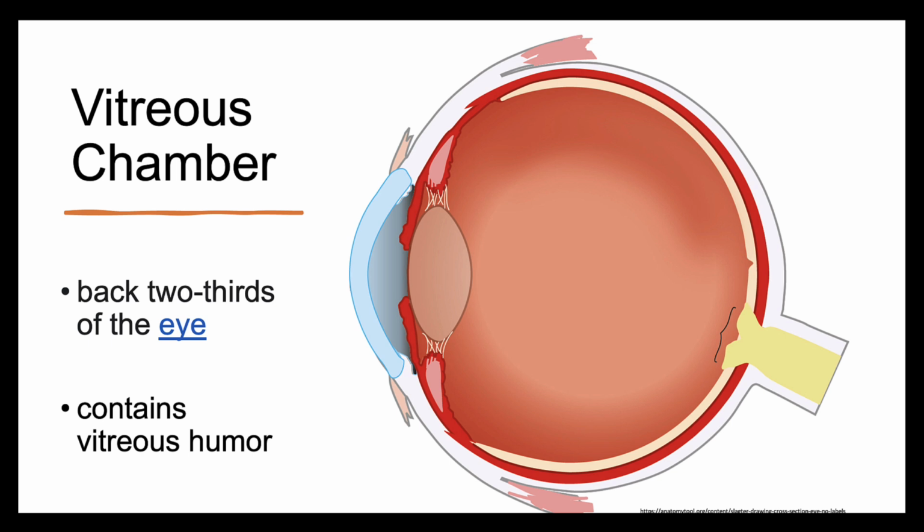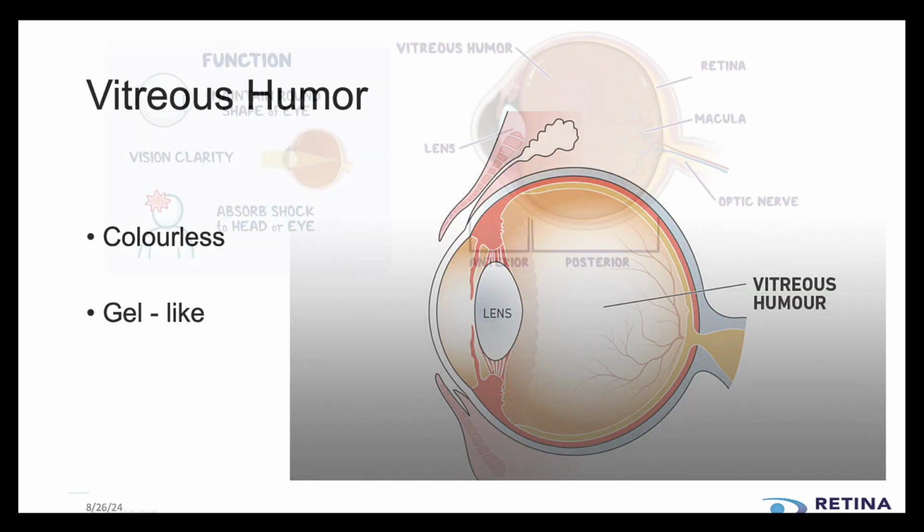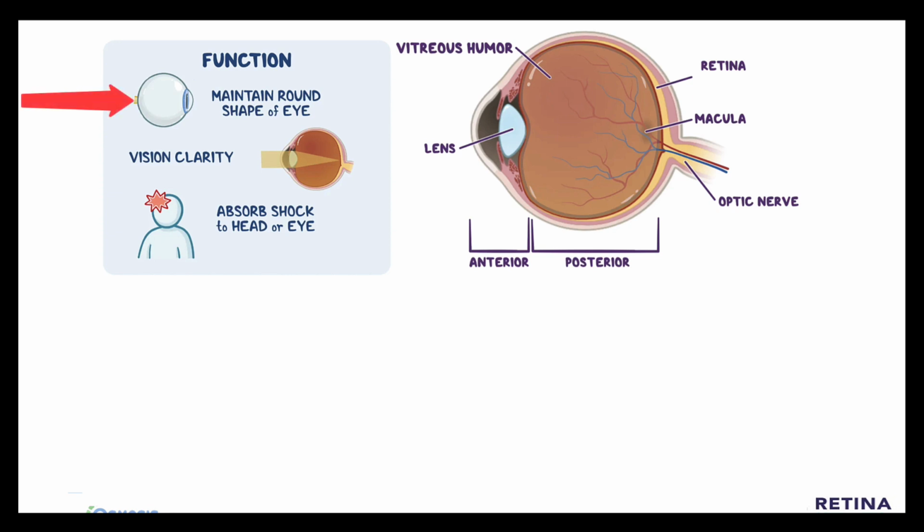Now let's have a look at the vitreous chamber, that bulky part of the eyeball. It's the back 2/3 of the eye, in fact, and it contains what's known as vitreous humor, which is almost like a jelly-like substance. It is colorless, and as we said, it is gel-like. The function of the vitreous is to maintain the round eyeball shape and to maintain also vision clarity, to allow light through without hindrance. It is also very important because it absorbs shock to the head or to the eye. So if you get a bang on the eye, it doesn't disturb the retina and damage the retina because the vitreous will act as a shock absorber.